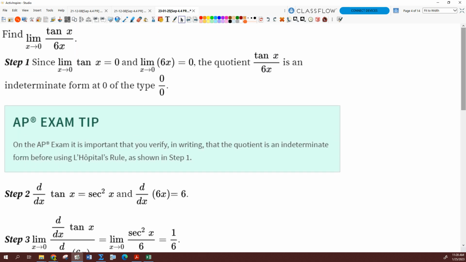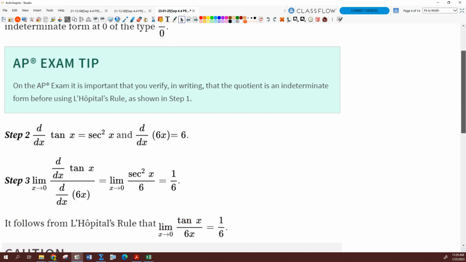We don't have a lot of people taking the AP exam, but on the AP exam, if this was in a section where you were doing an open-ended question, it's very important that you verify that the original function is indeterminate before you apply L'Hopital's rule, or you're not doing it correctly. So we differentiate.